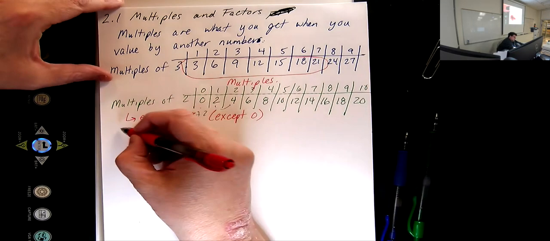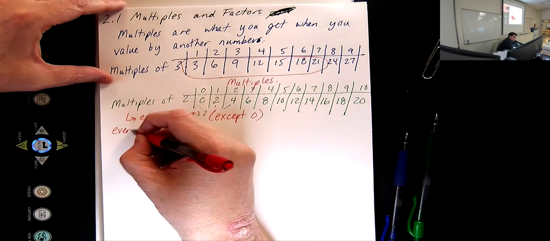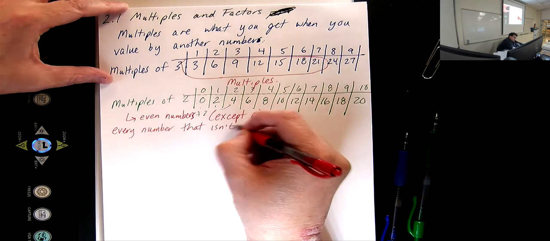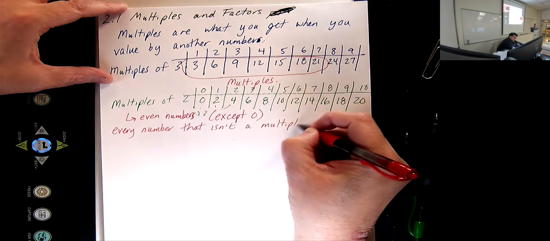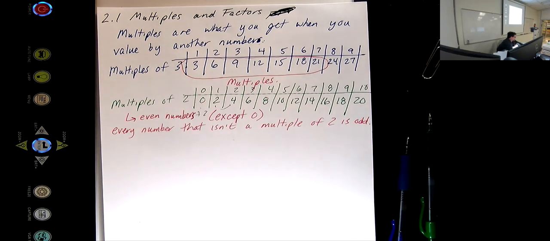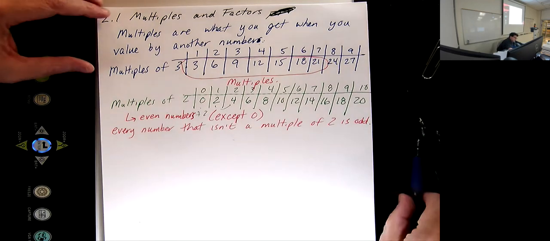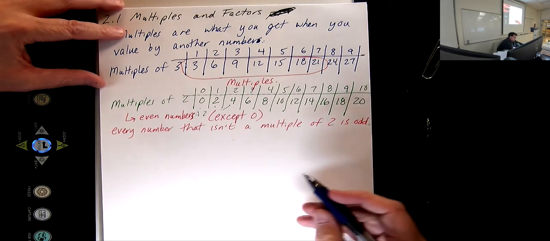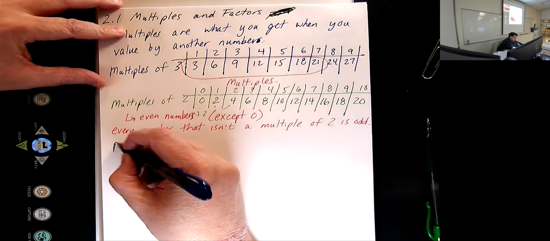So every number that is not a multiple of 2 is odd. That's how we define it. Okay, so that's multiplying, and we will use that a lot for a lot of different things. We also use it for dividing. So what are the divisibility rules?